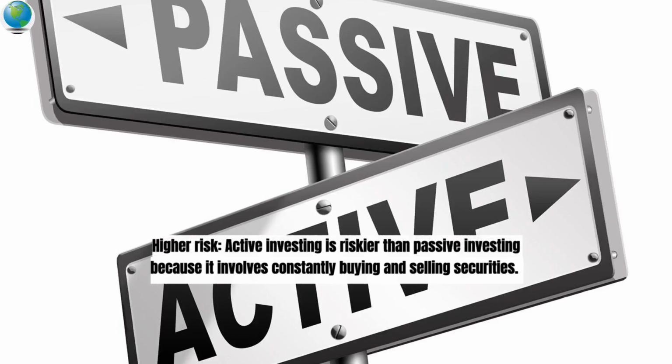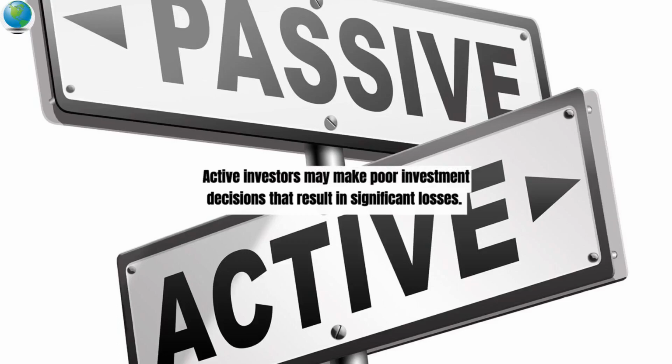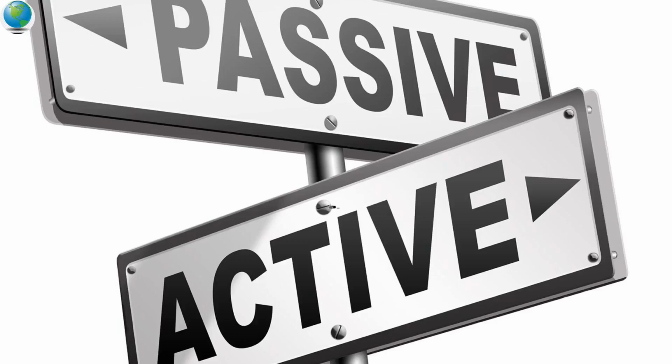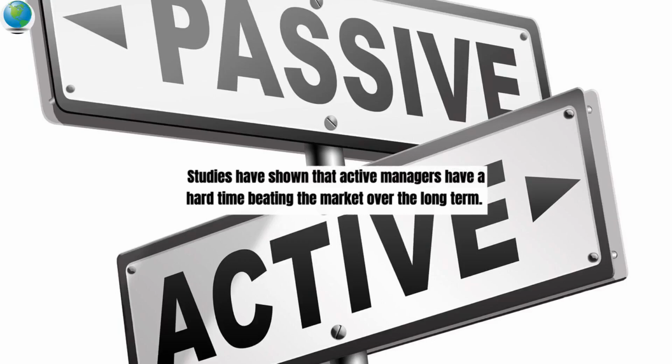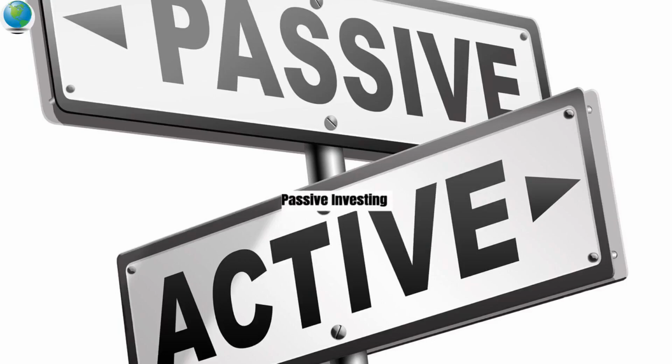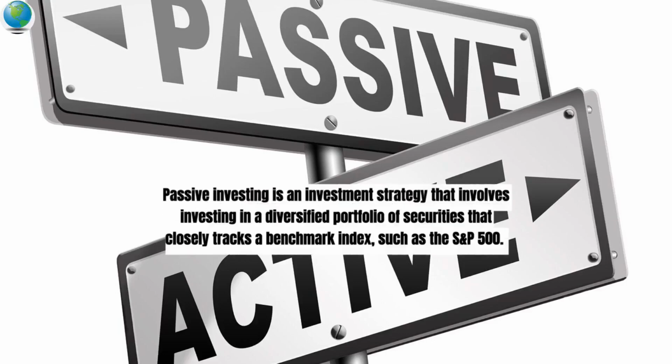Cons of active investing. 1. Higher fees. Active investing typically involves higher fees than passive investing. Active investors pay fees to their financial advisors and brokerage firms, and they also pay higher transaction costs when they buy and sell securities. 2. Higher risk. Active investing is riskier than passive investing because it involves constantly buying and selling securities. Active investors may make poor investment decisions that result in significant losses.